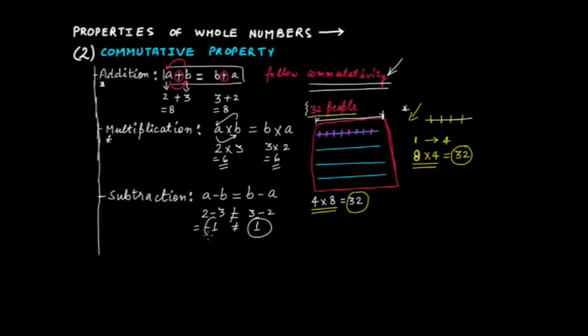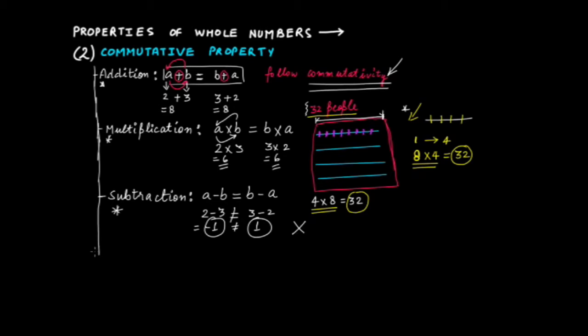This is not a whole number. And you are not getting the same number, the desired result. Therefore subtraction does not follow the commutative property of whole numbers, and therefore it does not follow the commutativity.